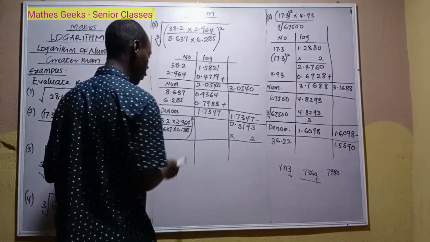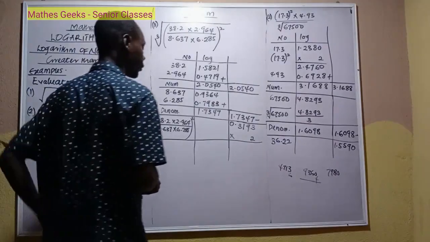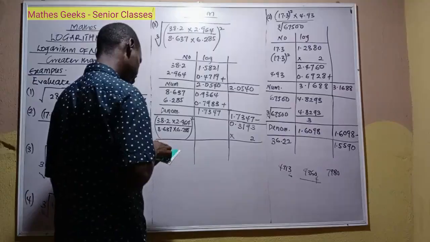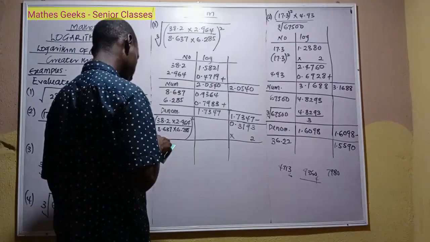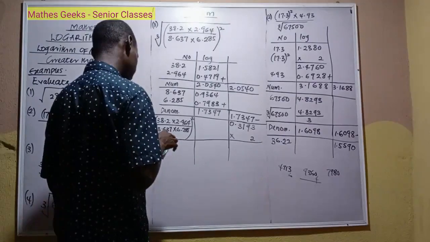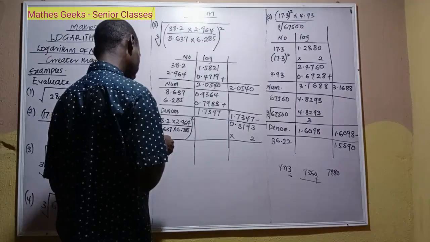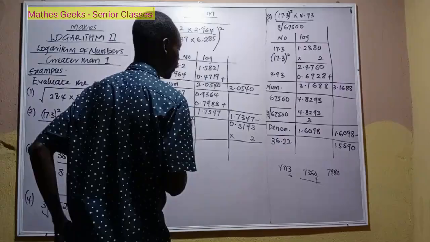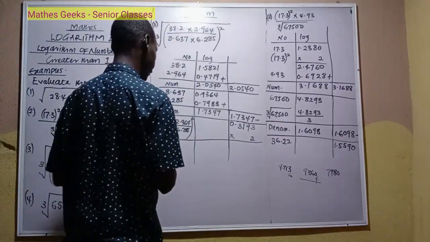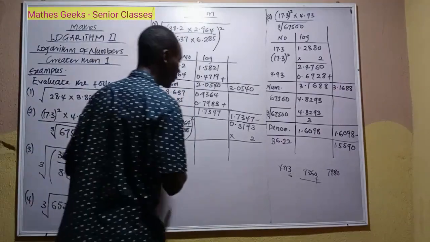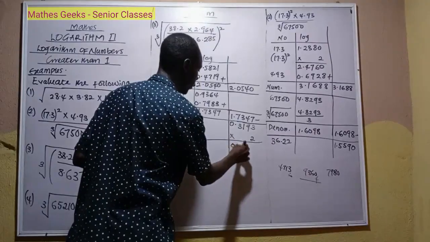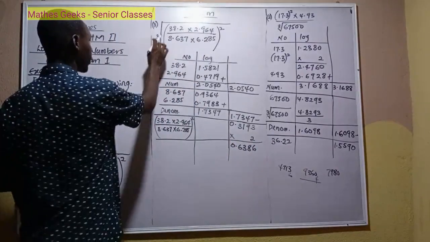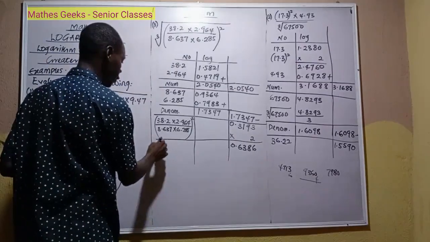Okay, so 2, let me get my calculator. Times 2, 0.6386. Then we have this part here, which also we're going to see.